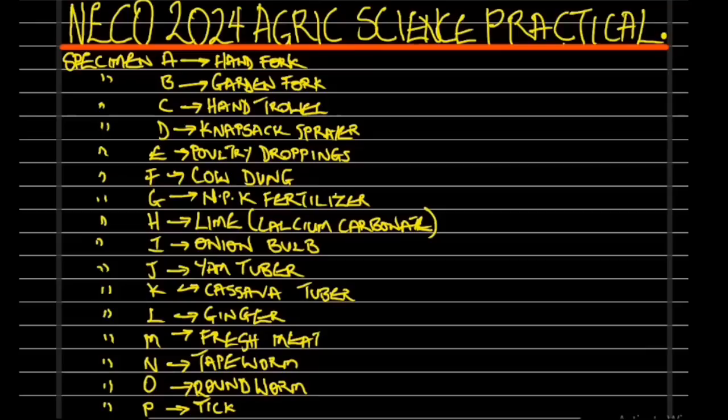So like we said, we'll be moving straight to discussing all of the specimens one after the other. We'll be starting with our specimen A now, which happens to be the hand fork. That is where we are picking it up from. So what do you have to say about the hand fork?